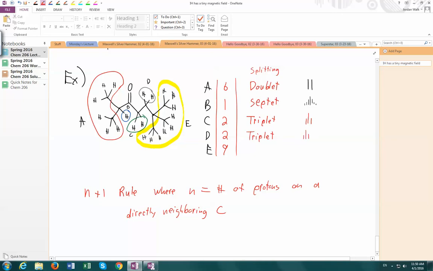And so finally, we get to our huge, massive peak that integrates to 9. And so what will the multiplicity be? Well, if we count 1 carbon over from here to here, we've got that same quaternary carbon. Are there any neighboring protons to split it? There's not, and so we end up with just a huge, massive singlet for that peak E.